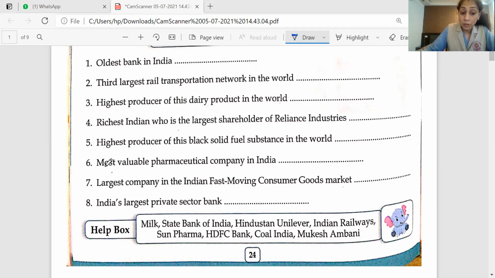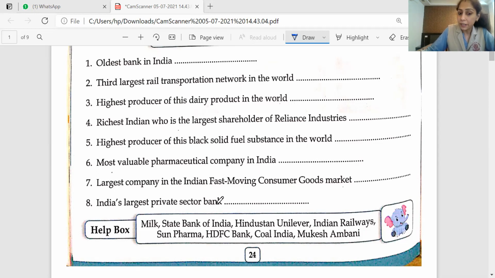Coming on to the sixth most valuable pharmaceutical company in India. The most valuable pharmaceutical company in India is Sun Pharma. Right over here, the answer is Sun Pharma.